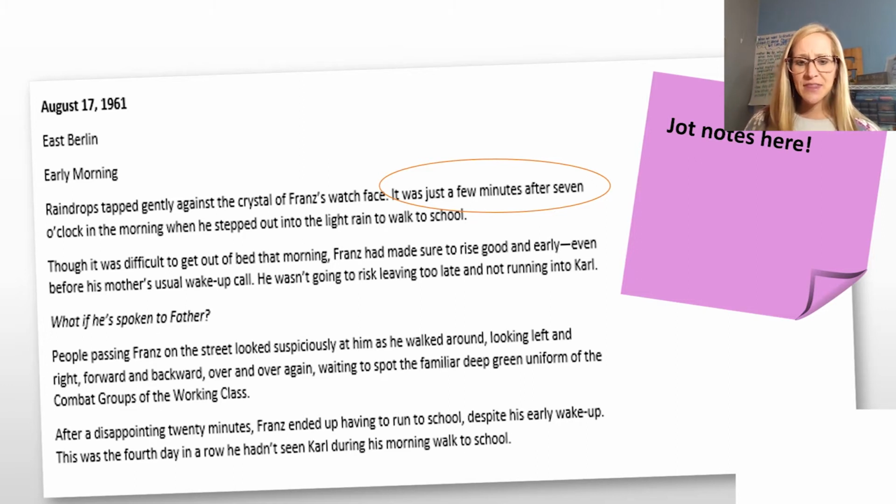And as a reader, I'm thinking about, okay, wow, for the first time, it seems like Franz woke up early to get to school. And I'm thinking, well, that's probably associated with him wanting to get word of if Carl has spoken to his father. So we're going to continue reading to find out what happens because he's disappointed and heads on to school.